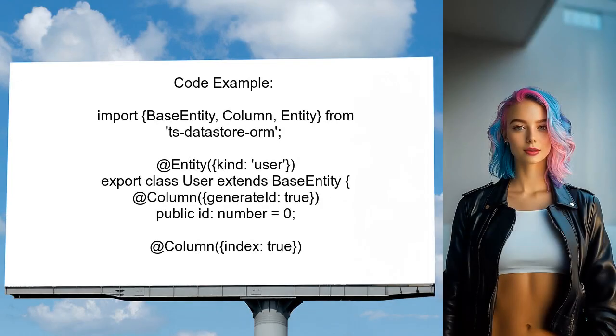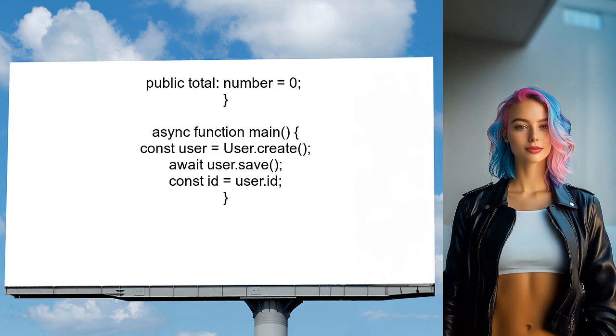Here's a quick code example. You can define a user entity by extending base entity and using decorators for properties. This makes it easier to create and save user instances.